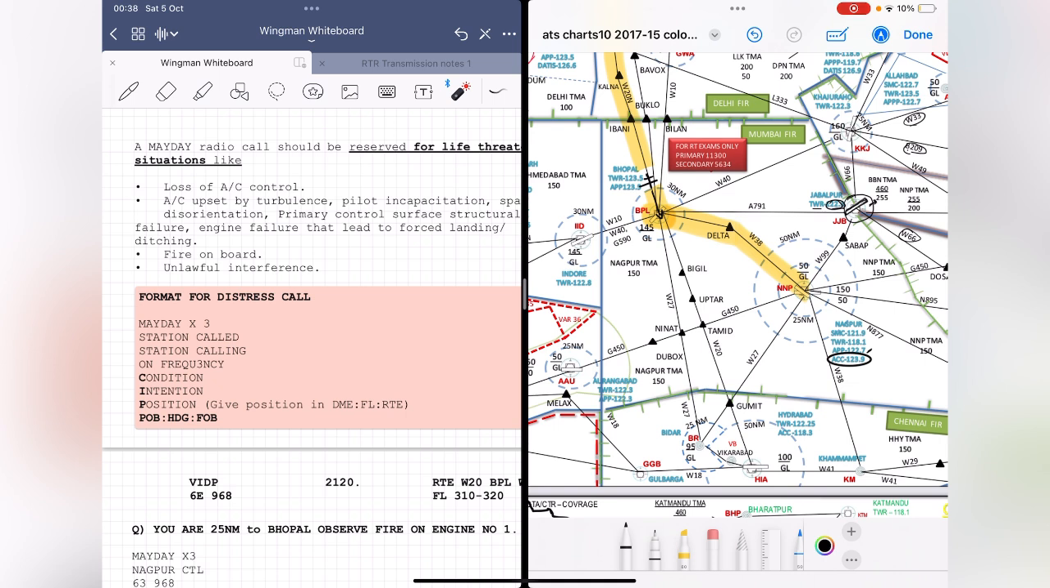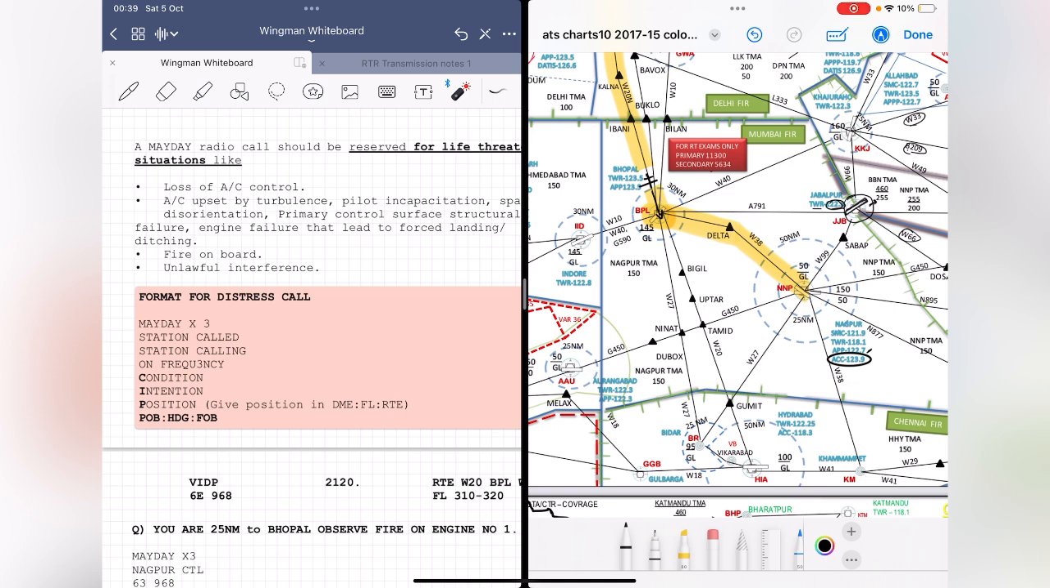You're first going to declare what condition you are facing and what your immediate intentions are, which will work as a solution for the condition you're facing, followed by your current position. Also, you inform the ATC about the number of people on board, what heading you are flying, and the amount of fuel on board. You do this just as a safety measure, just in case things were to go wrong.